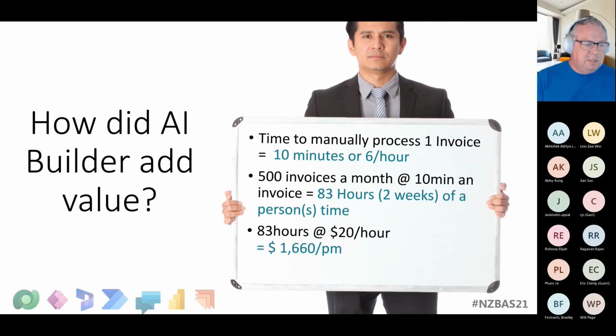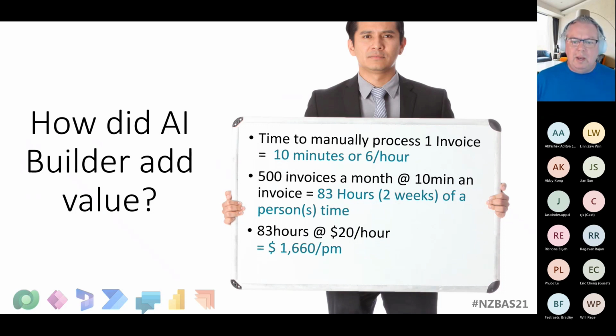And well, let's be realistic. If you're doing this type of work, that is not what you're paid. You're paid a lot more. So for a best case scenario for those 500 invoices processed, we're looking at $1,600 per month. More importantly, we've got 2 weeks of people time allocated to making sure an invoice is correct.